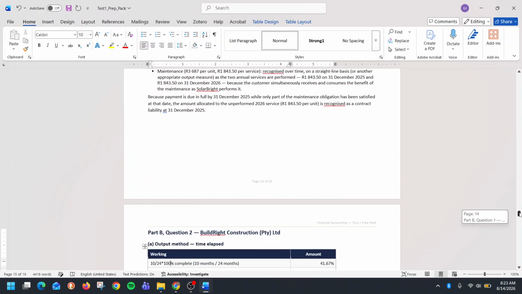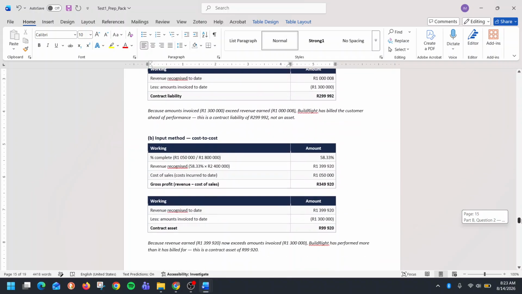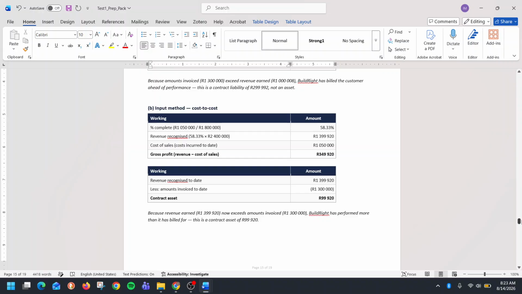Then now we go to the input method. In our input method, what we are using is cost to cost. Here, we are going to look at the budgeted amount and the actually spent amount. This is how much we budgeted. We budgeted 1.8, but we actually spent 1,050. That is about 58.33% of how much we had budgeted. That is how much we've spent in these 10 months.